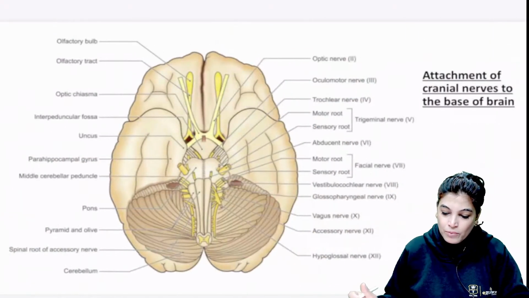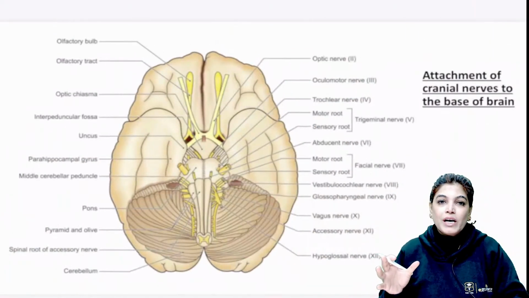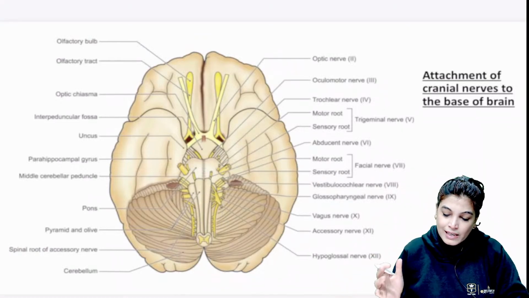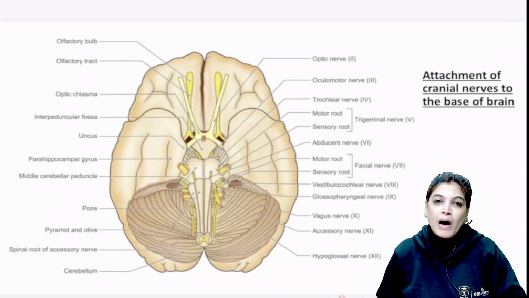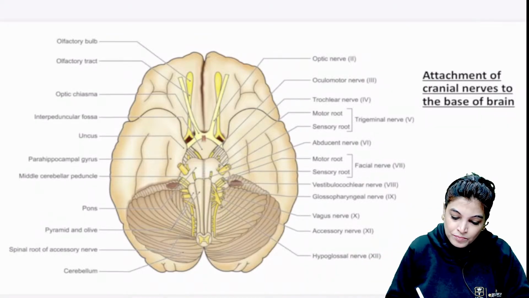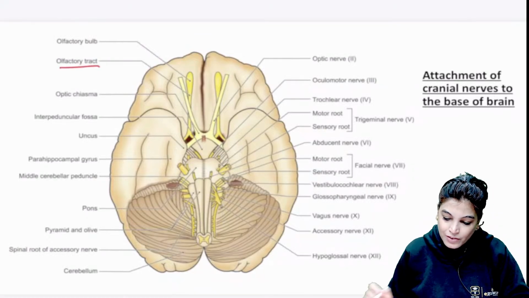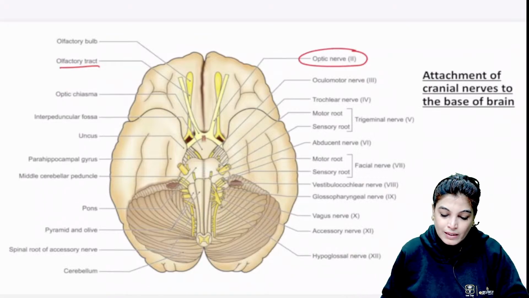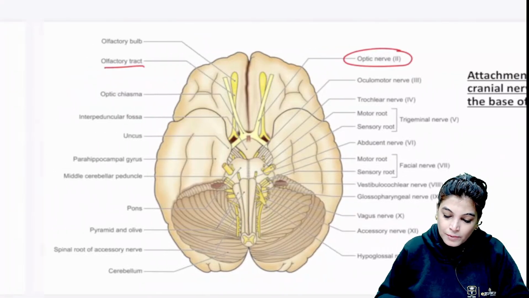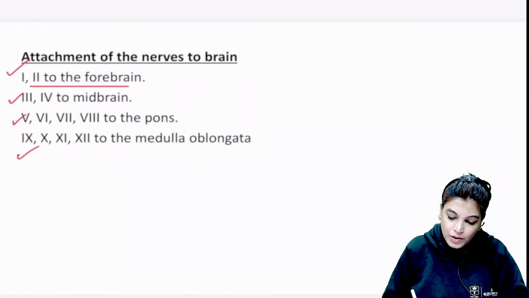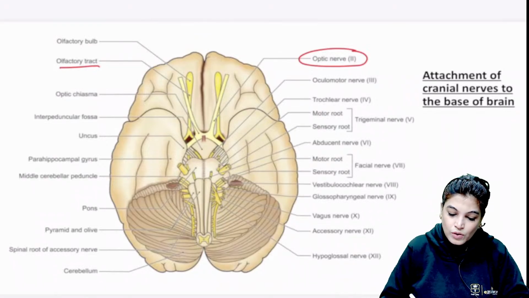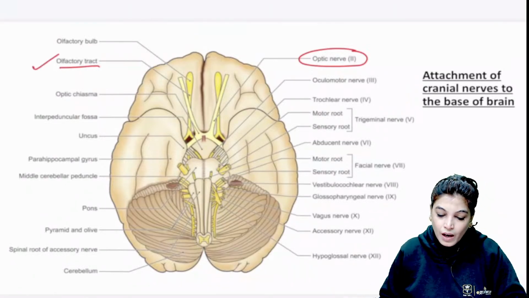Now let's talk about the embryology. This is the image where we can see the inferior view of the brain. In this inferior view, I just want you to mark the cranial nerves. We can see the olfactory tract, the olfactory nerves, and the optic one. As I told you, only the first and second cranial nerves emerge here, that means olfactory and optic. The first cranial nerve is related to the function of smell, the second is for vision. These two cranial nerves emerge from the forebrain.